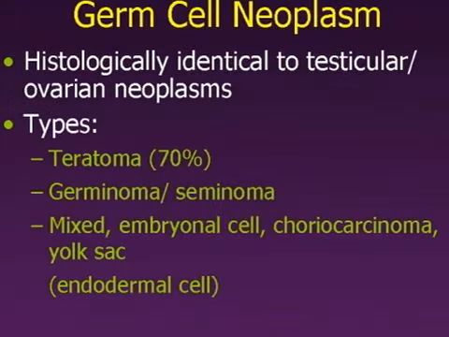Moving now to the germ cell neoplasms. These are histologically identical to testicular and ovarian carcinomas. The types are teratomas, probably the most common, seen in 70% of cases, but also germinomas and seminomas, and then the much more rare and aggressive lesions, including embryonal cell carcinoma, choriocarcinoma, and yolk sac tumors, or endodermal tumors.